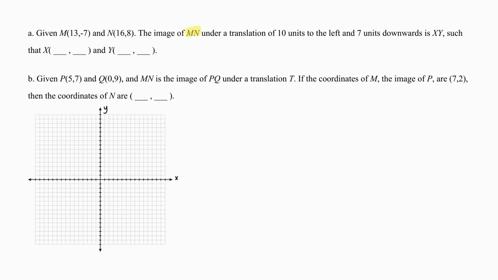In this one, we are given a line segment MN, and told exactly how to slide it to create a new segment, XY. The rule: 1, 10 units to the left, means subtract 10 from the x-coordinates. 2, 7 units downwards means subtract 7 from the y-coordinates.